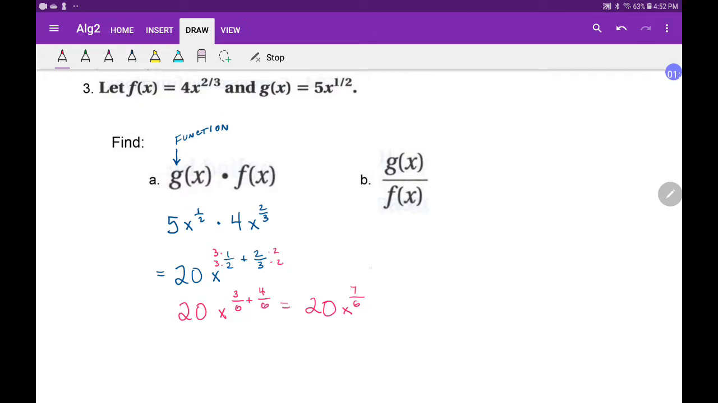7/6. Okay? That's my new function, not the composite, sorry, the result of multiplying two functions together. And just go ahead and multiply the functions together.